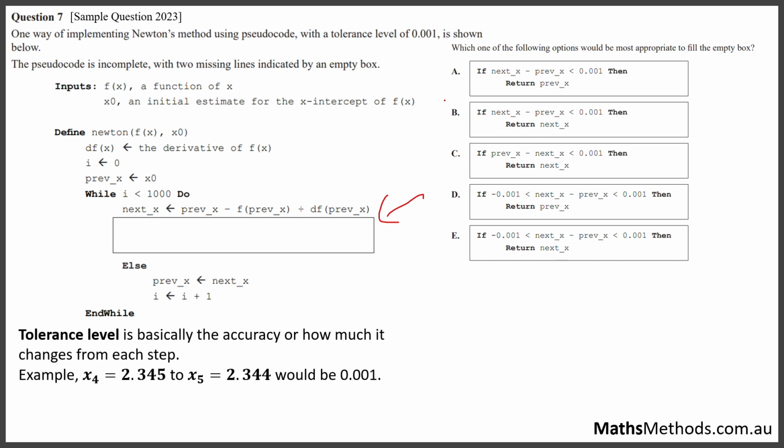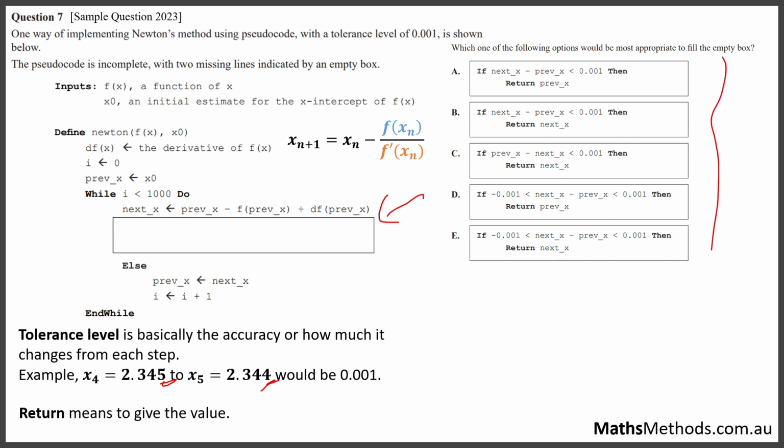All right, so tolerance level is basically the accuracy of how much it changes from each step. So an example, if we had x4 equals 2.345 to x5 equaling 2.344, that would be 0.001 because there's only 0.001 difference between those two things. We've got our good old Newton's method equation here. And return just means to give the value.